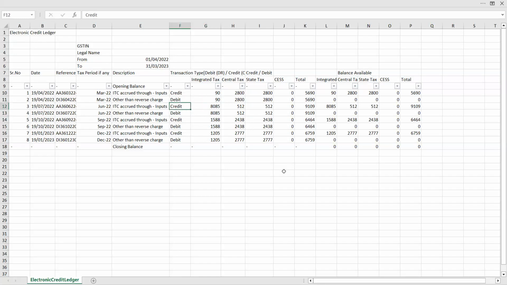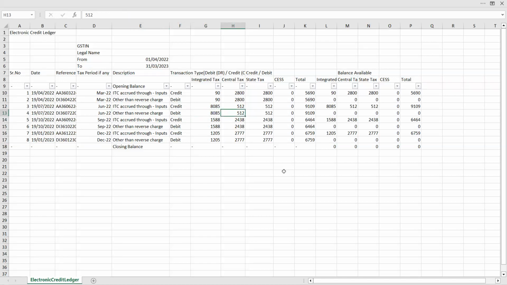Okay, if you see this 19th July, they have credited you, then immediately they have debited. You see here, while giving credit, ITC accrued through inputs. This is what they have given you credit. And other than reverse charge, this is whatever they have debited. For reverse charge anyway, you can't use input, you have to pay by cash. Reverse charge also we will discuss. This is how it is getting debited.